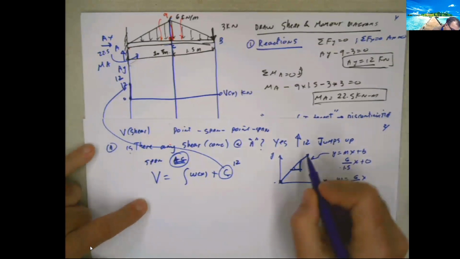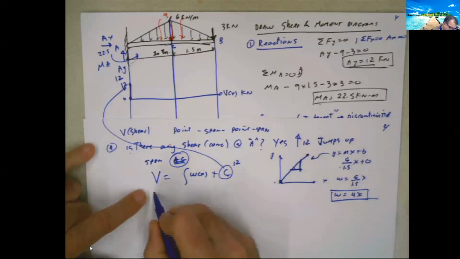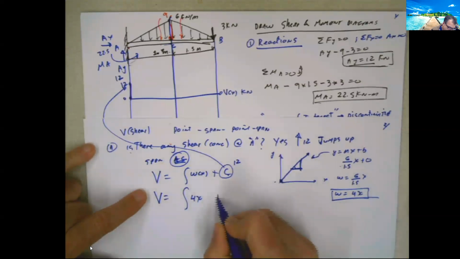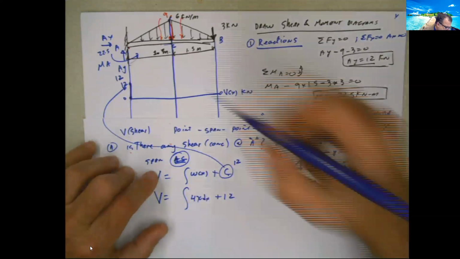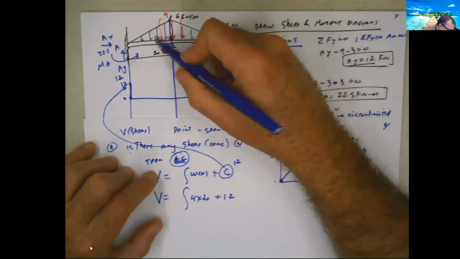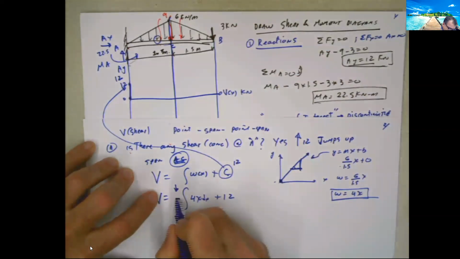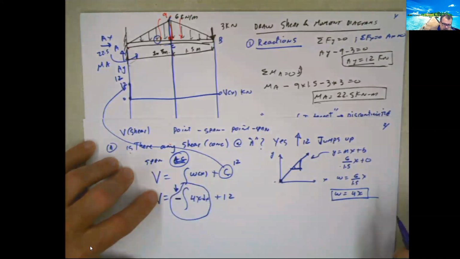The equation of the line is that, because that's a positive slope. I haven't done anything else now. Now we have to put here our equation, 4x plus 12 dx. And now we study the direction of the loads. If the loads are pointing down like that, then I have to put a negative sign, and that negative sign affects only the integral part.